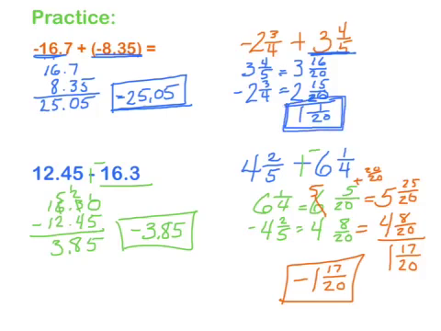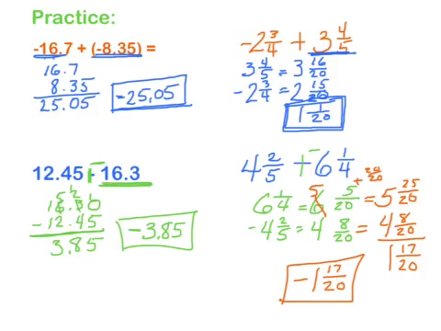On the third one, we had to add the opposite. Then we had more negatives than positives, so we put that one on top. 16.30 minus 12.45 gave us a difference of 3.85, but we know it was negative because we have more negatives than positives.